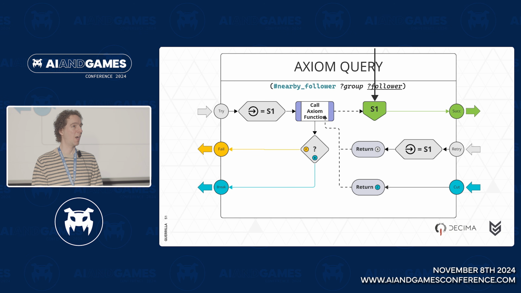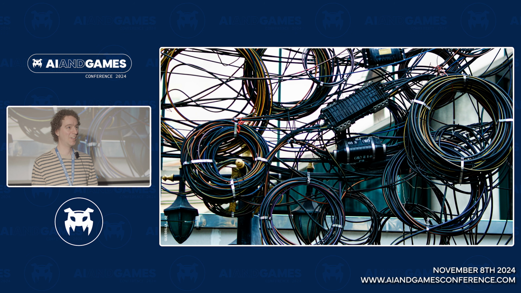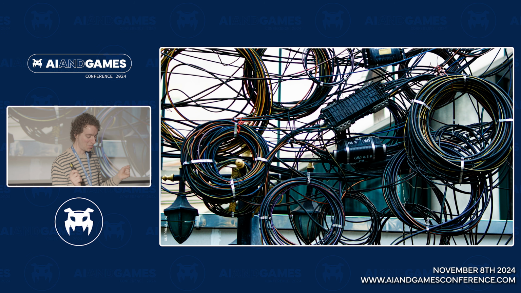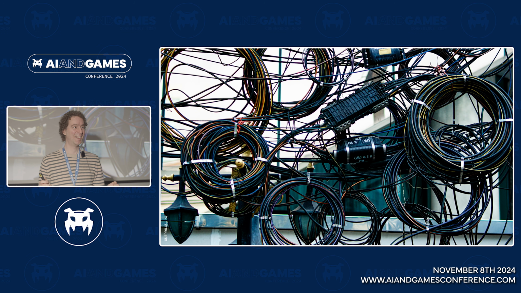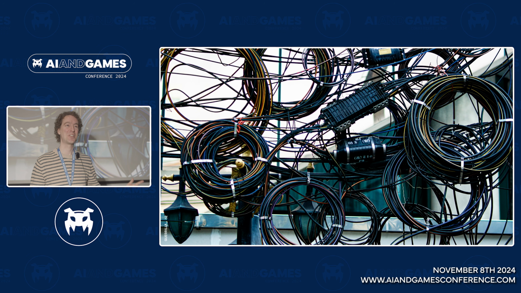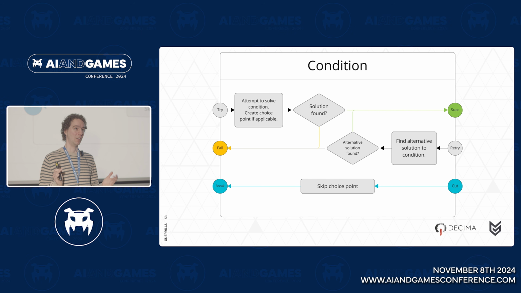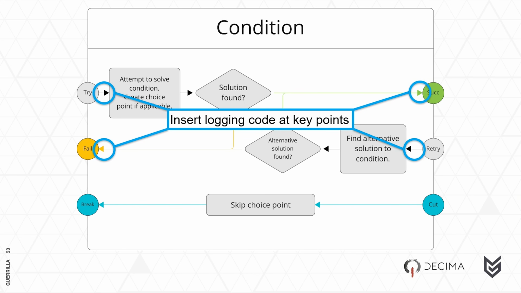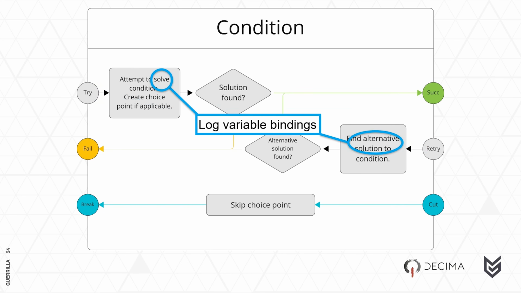So how do we start debugging something that looks like this? Well, truth is that we don't. At least not directly. So we don't debug the generated code. What we do instead is that we record the decomposition process. So here's our box, and we'll add logging code to these key positions. And we'll also log all of the variable bindings.